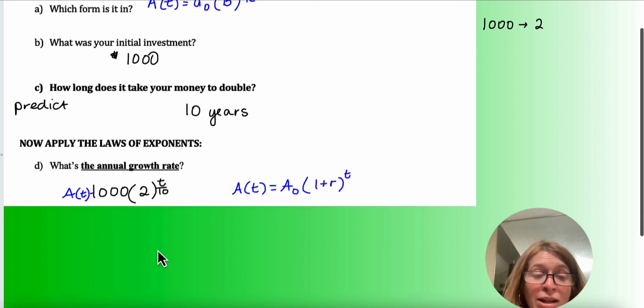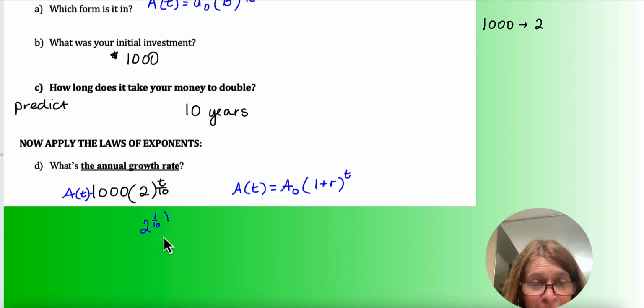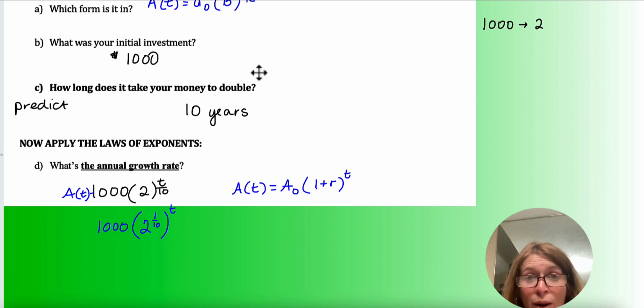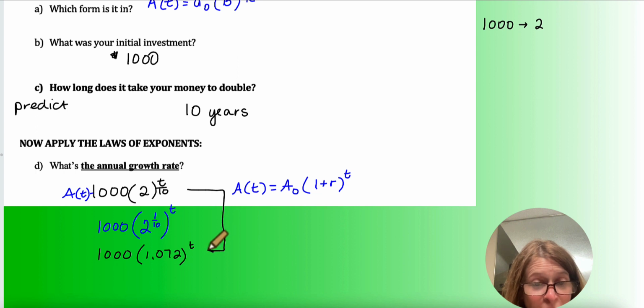How would I do that? Well, I can use the laws of exponents. So first I'm going to rewrite 2 to the t over 10 as 2 to the 1/10 to the t power. Power to a power, multiply. So I'm just working backwards. If I evaluate on my calculator 2 to the 1/10, I'm going to get, and you should try this, 1.072 to the t. So you can see these are actually equivalent expressions.